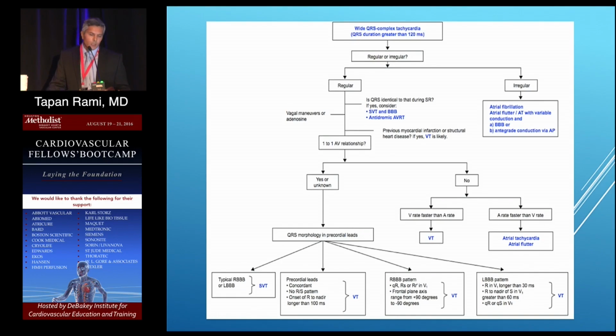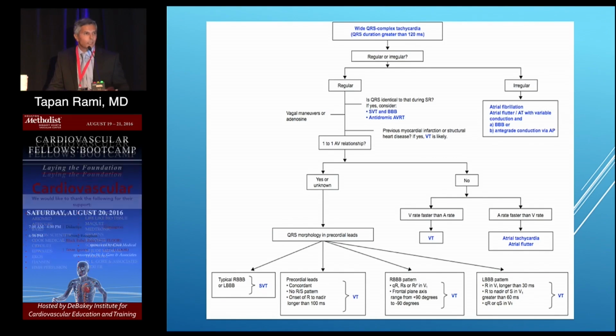That's number one. Number two, if you look at lead one, your activation should always go from right to left. So you should have positivity in lead one. If you have what we call a northwest axis, okay, and you have a negativity in lead one, so it's going from the left to the right, well, that's not going to be sinus in origin, okay, or it's not going to be supraventricular in origin.